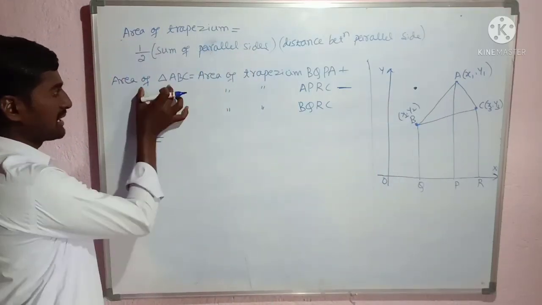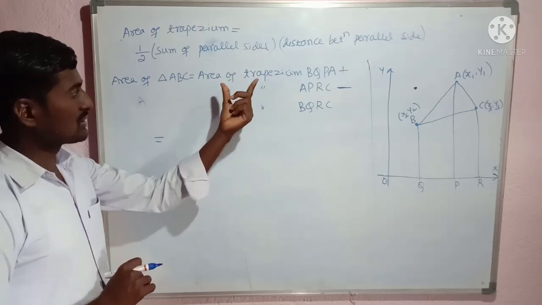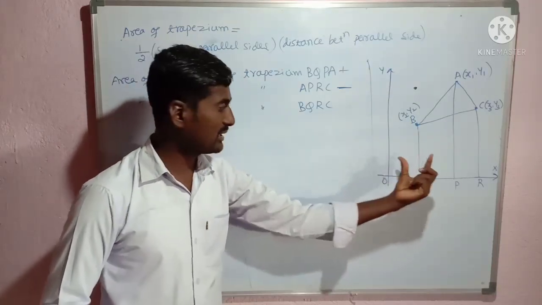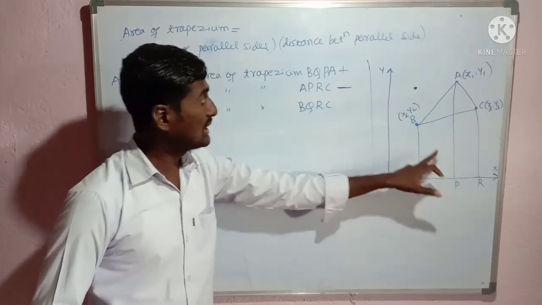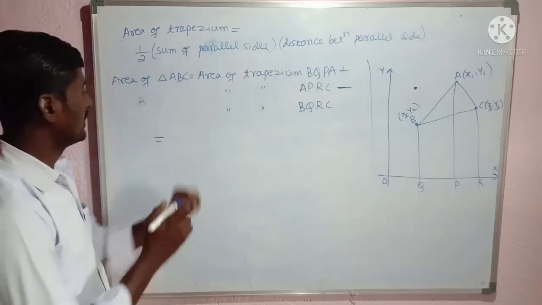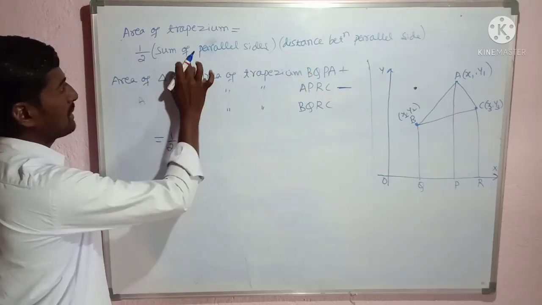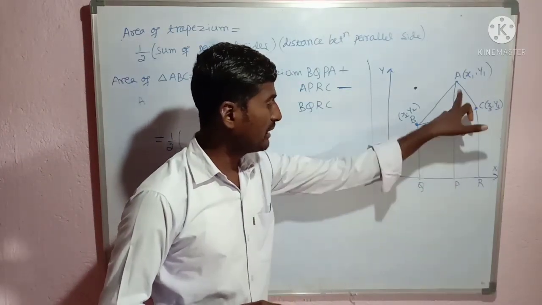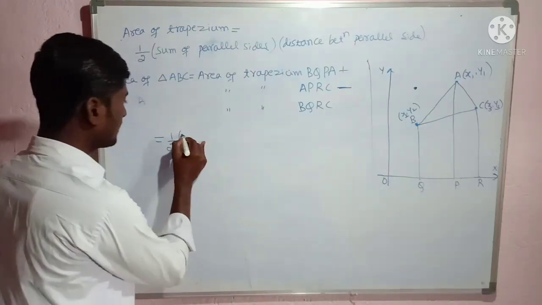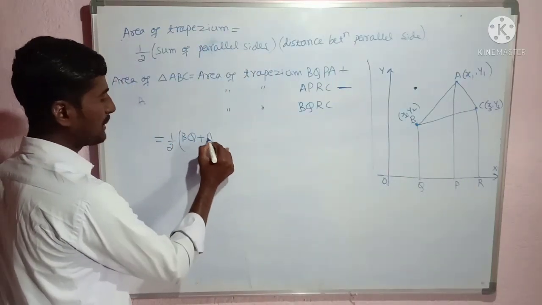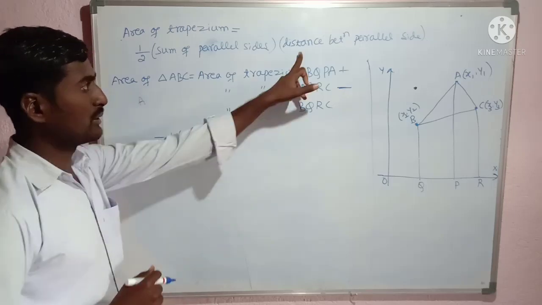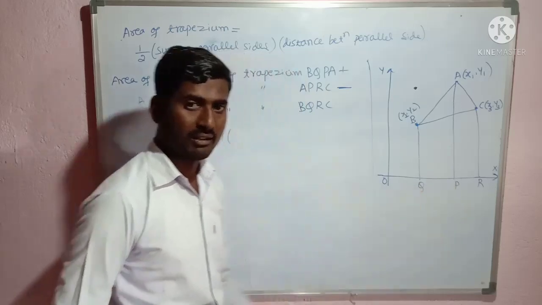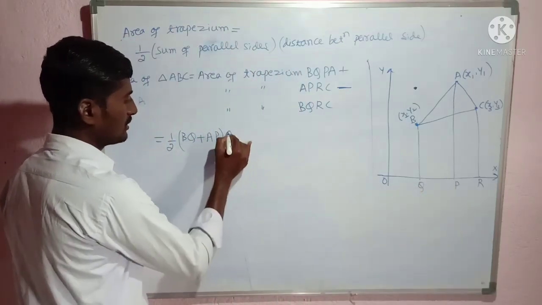Now that is equal to, means area of triangle is equal to, first one you see, area of trapezium BQPA. How I can write it? Area of this trapezium. Already we know the formula of trapezium. That is what? 1 by 2 into sum of parallel sides. In this trapezium, parallel sides are what? BQ and AP. Sum of them. So that is BQ plus AP into distance between parallel sides. The distance between these two, can I write it as QP? I'll write it QP.